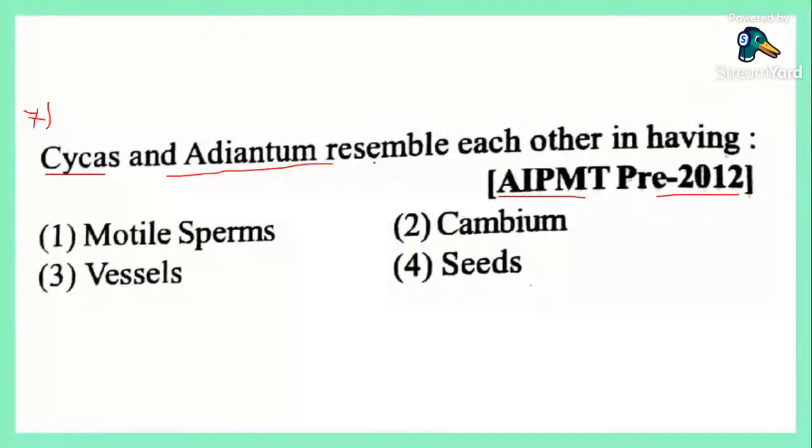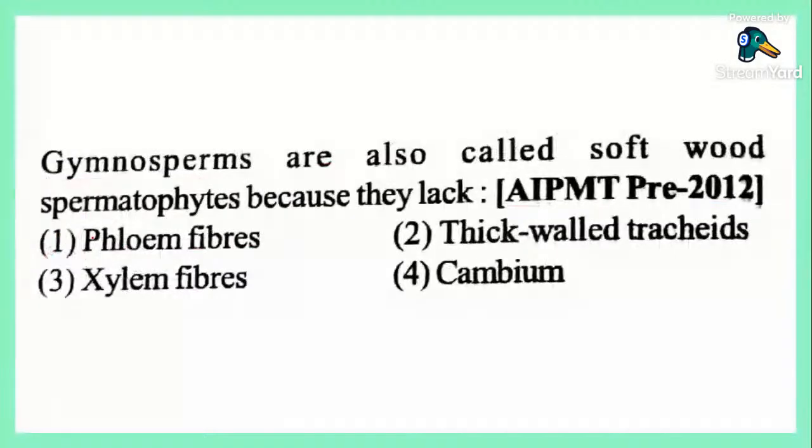Cycas and Adiantum: motile sperms, cambium, vessels, and seeds. Very good. The correct answer for this question is motile sperms. So Cycas and Adiantum resemble each other in having motile sperms. Question number 7, the answer is option 1. Moving on to question number 8.